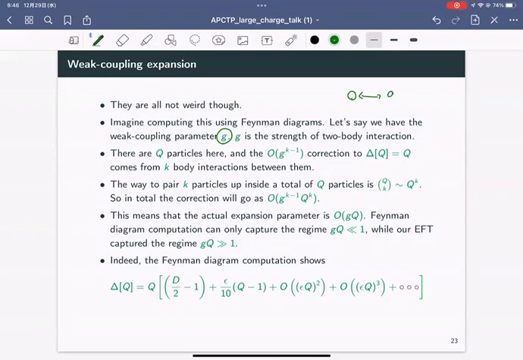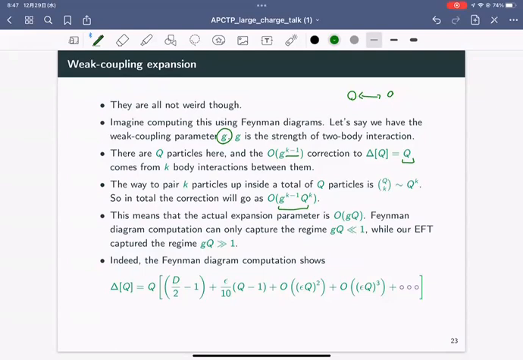And the g to the k minus one correction to the leading order result comes from k body interactions between them. But the number of ways to pick k particles out of a total of Q particles is Q choose k, so it's about Q to the k. So in total, the correction would go as g times (Q to the k over g). So this means that the actual expansion parameter is g times Q.